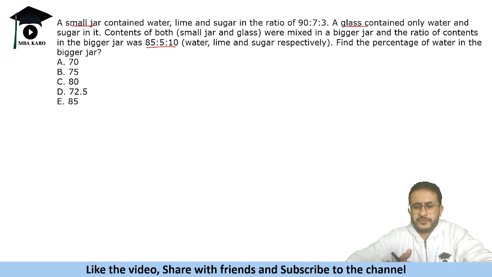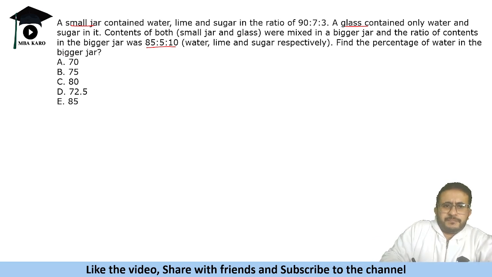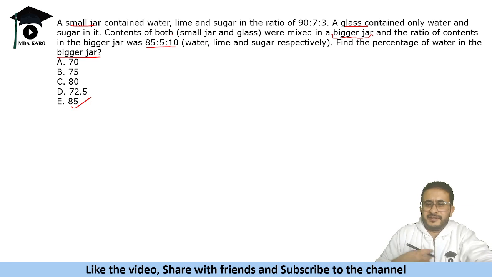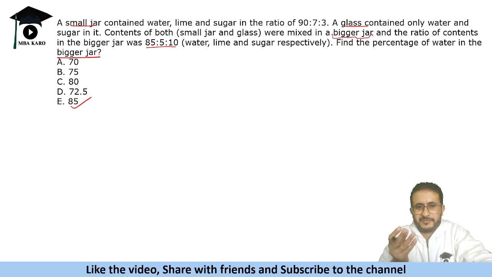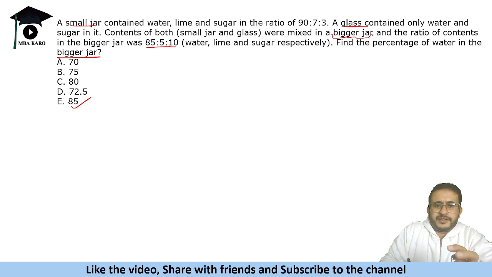What we generally do is we see a question, we think that it is a mixture and allegation question. Of course it's a question based on mixture and allegation, but see, the question asks the percentage of water in the bigger jar. So we are already given this percentage of the bigger jar. So this was a trap question and many of the students ended up getting it wrong because they tried to solve the question. Even I did the same thing. I solved the question and marked the answer accordingly. So the answer is straight away: they have already given that the bigger jar had 85% water.